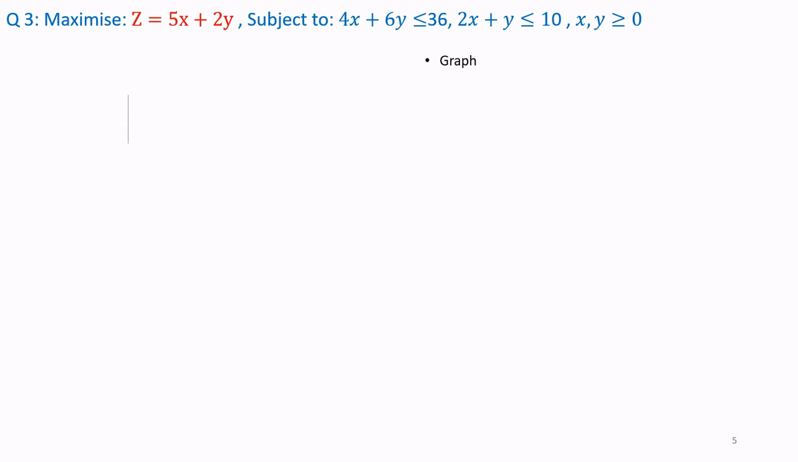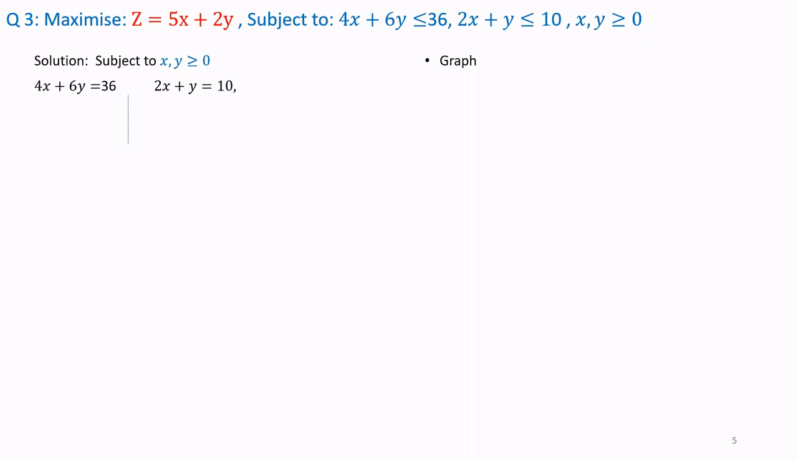Now we draw the graph. Now we calculate the equations. Solution. Subject to x, y greater than or equal to 0 is common for all the equations. So the two given constraint equations are 4x plus 6y equals 36. That is, we have substituted the less than or equal to sign by the equal sign. So 4x plus 6y is equal to 36 is the first constraint. The second constraint is 2x plus y is equal to 10.